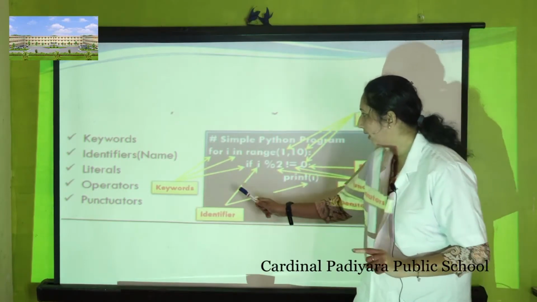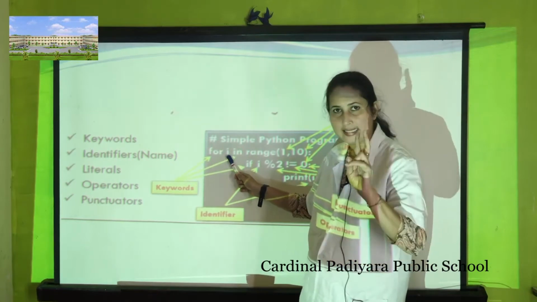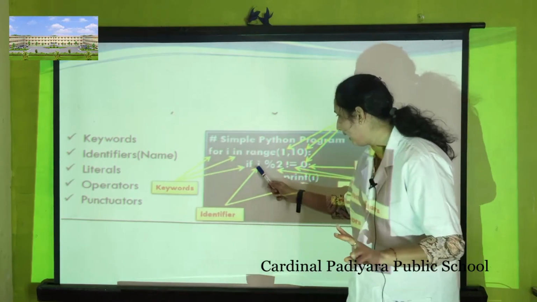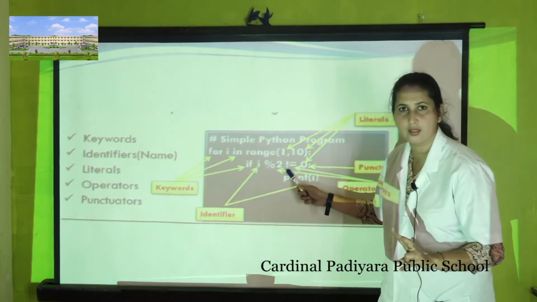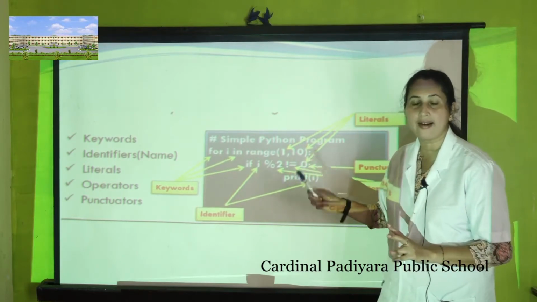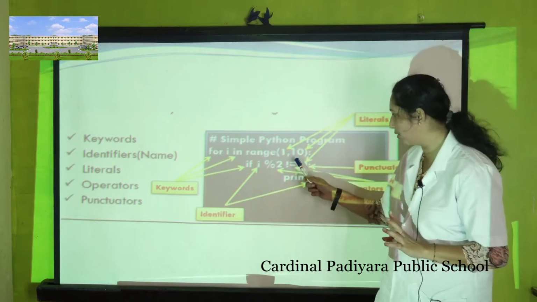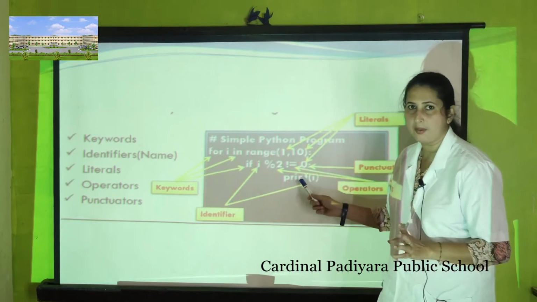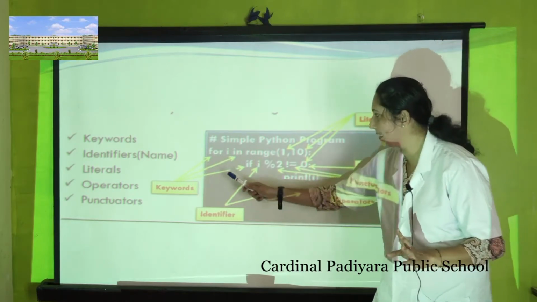Then comes the next iteration, where the value of I is 2. Then check if 2 mod 2 not equal to 0. No, 2 mod 2 means 2 divided by 2, you get the remainder as 0. So it does not print here. Print I does not execute. So coming to the next loop.